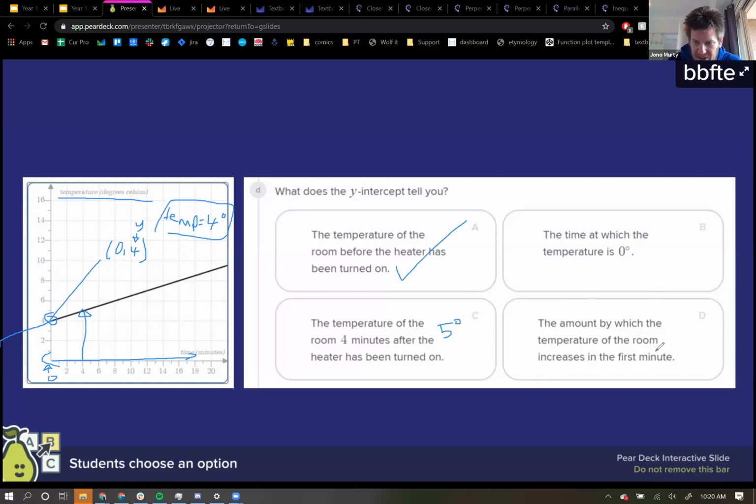And the amount by which the temperature of the room increases in the first minute, can someone write down in the chat maybe what the answer to this one is? What is the amount by which the temperature of the room increases in the first minute, or for any minute? Between 0 and 1 minute, it increases by the same amount as it does between 1 and 2 minutes, between 2 and 3 minutes, and so on. What word do we give that?